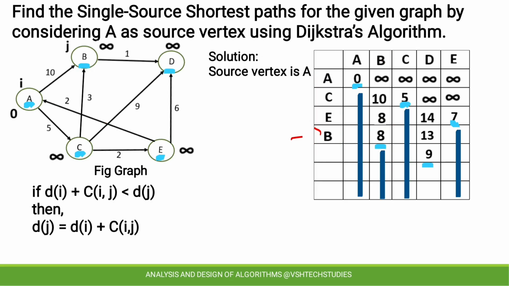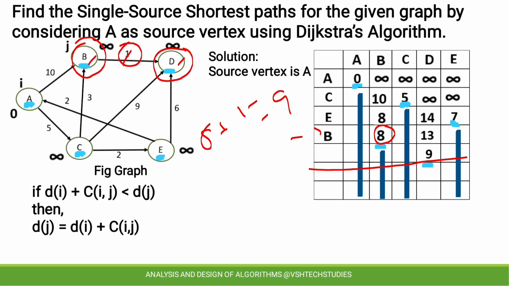Now the picked node is B. In the next line, its neighboring nodes' distances will be filled. So for B, the neighboring node is D. The distance of D is the distance of B plus the connecting weight. The distance of B is 8. So 8 plus 1 is 9, and this 9 is less than 13, so it is filled here, and it is the minimum, that is with respect to D.